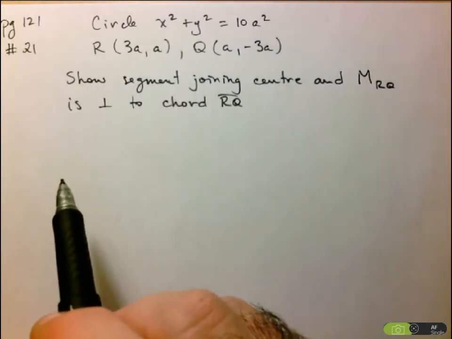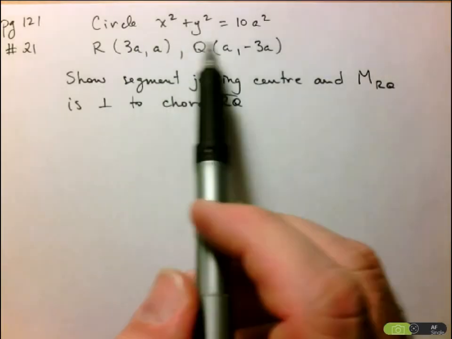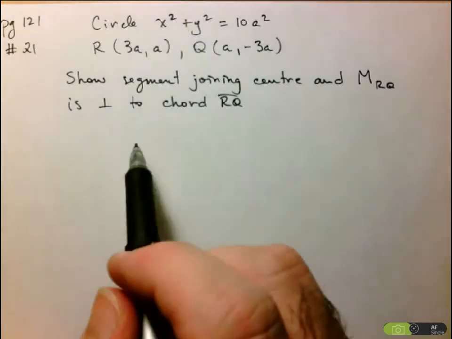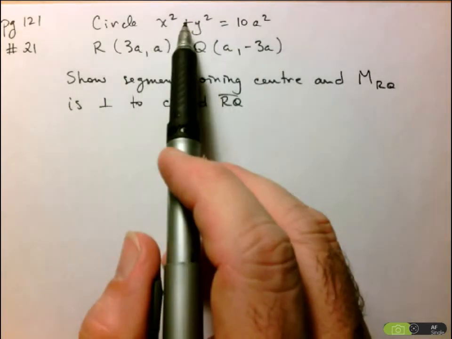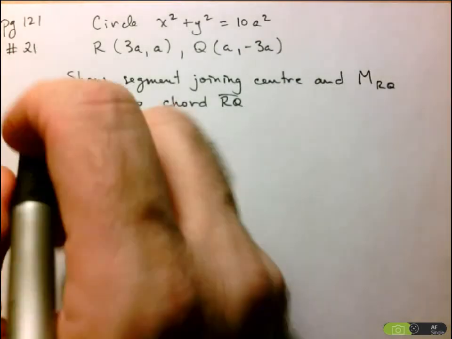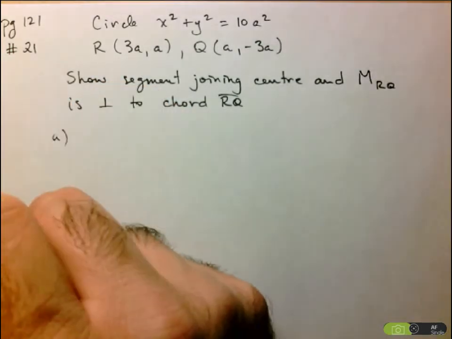So the first thing they ask you to do in this question is to show that these 2 points are indeed on the circle. If these are points on the circle, they must satisfy that equation. So I'll just check one of them. You can check the other one if you like.